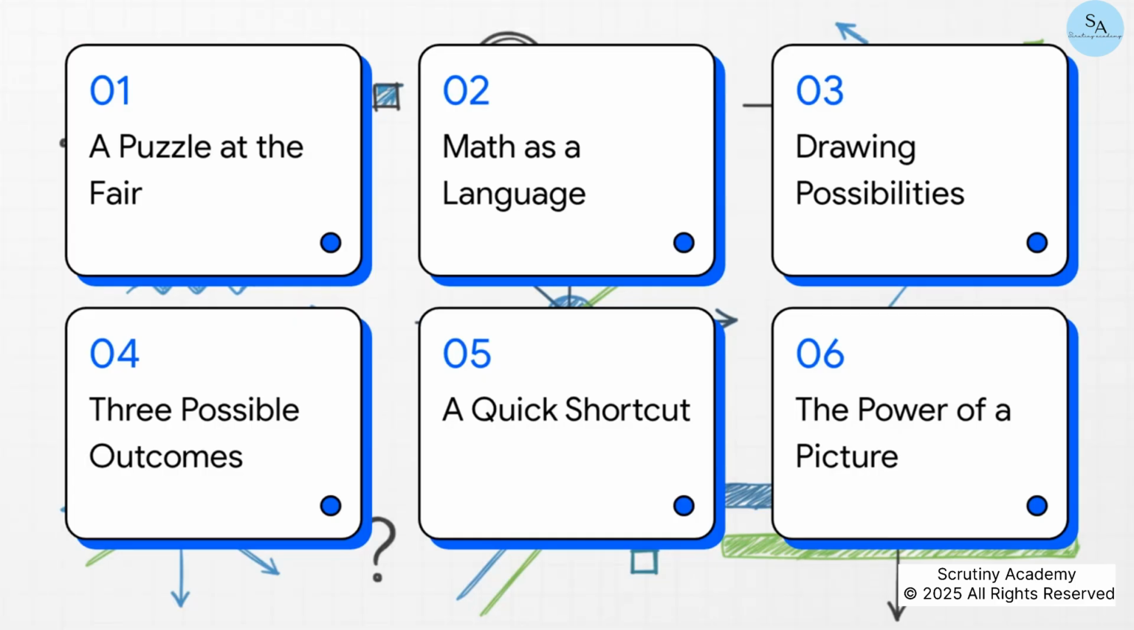So here's our game plan. We're going to start with a fun little puzzle that takes place at a fair. Then we'll see how we can translate that story into the language of math. From there, it's all about drawing a picture to reveal the answer. Along the way, we'll discover that there are only 3 possible outcomes, learn a really clever shortcut to predict them, and figure out why sometimes a picture is the most powerful tool you've got.